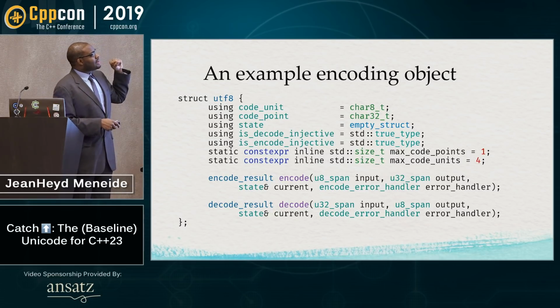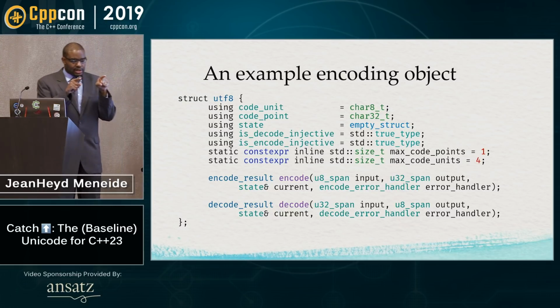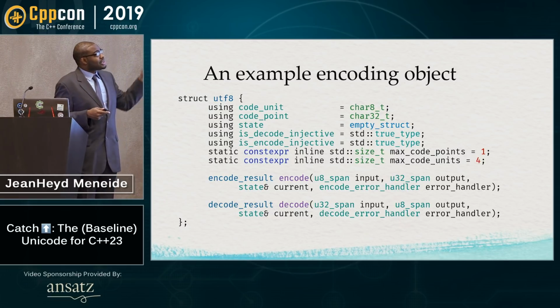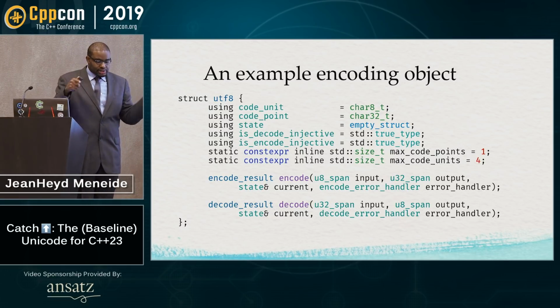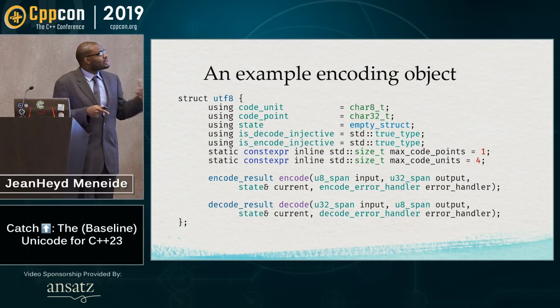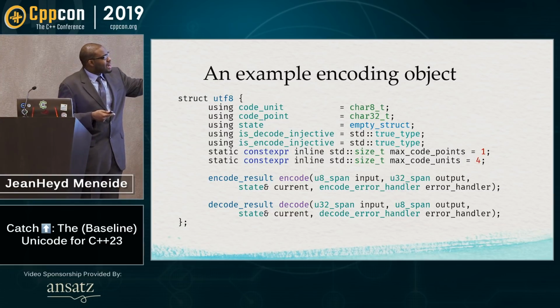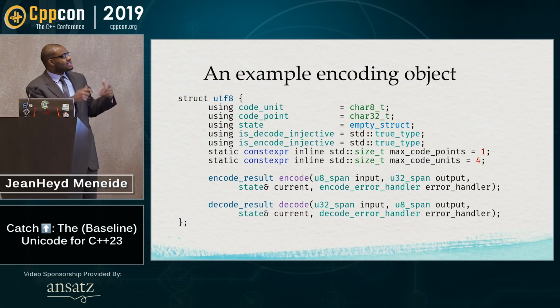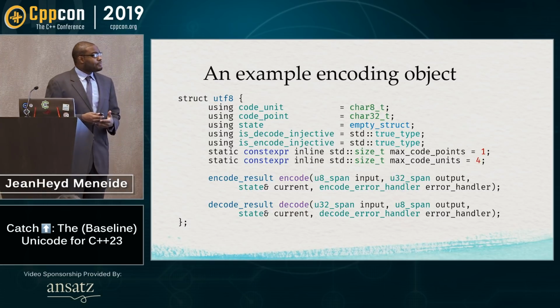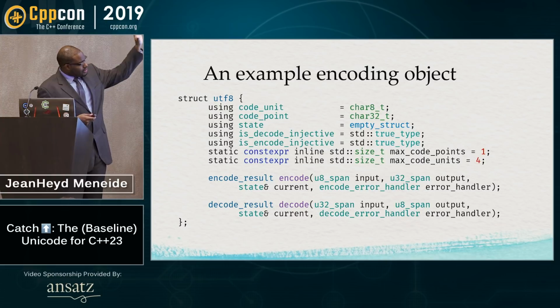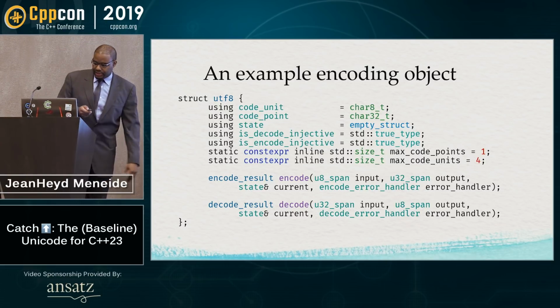And so the idea here is that you can define a code unit, which is the individual pieces that make up an indivisible unit of information. We have a code point, which is the actual indivisible unit of information after it's been decoded. We have a state type, which basically says, this is the state I need to keep encoding and decoding stuff whenever you call me. And then we have these two special, mathy sounding ones, is_decode_injective and is_encode_injective. We're going to walk through a lot of what this means.